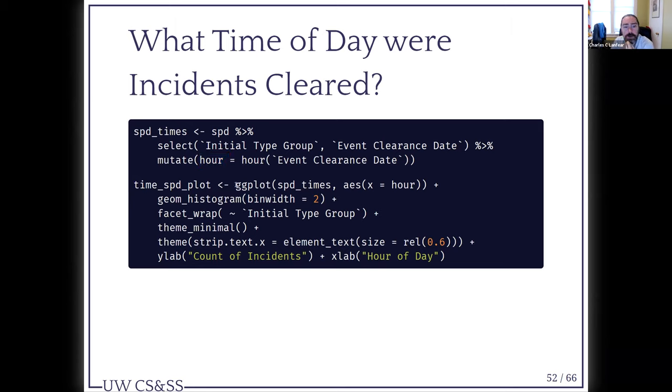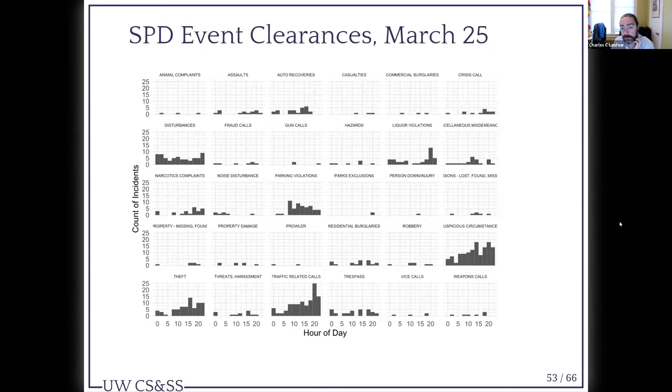Okay. I then do a quick plot of this. This is me just saying, take that SPD times data set, make a histogram of it over the hours of the day. I facet it by the type of crime in the data set. We get something that looks like this. There are a lot of different event type groups in the data set. There are things like assaults, general disturbances, parking violations, suspicious circumstances, traffic calls, trespassing, robberies, you name it. Okay, it's a lot of different things here.